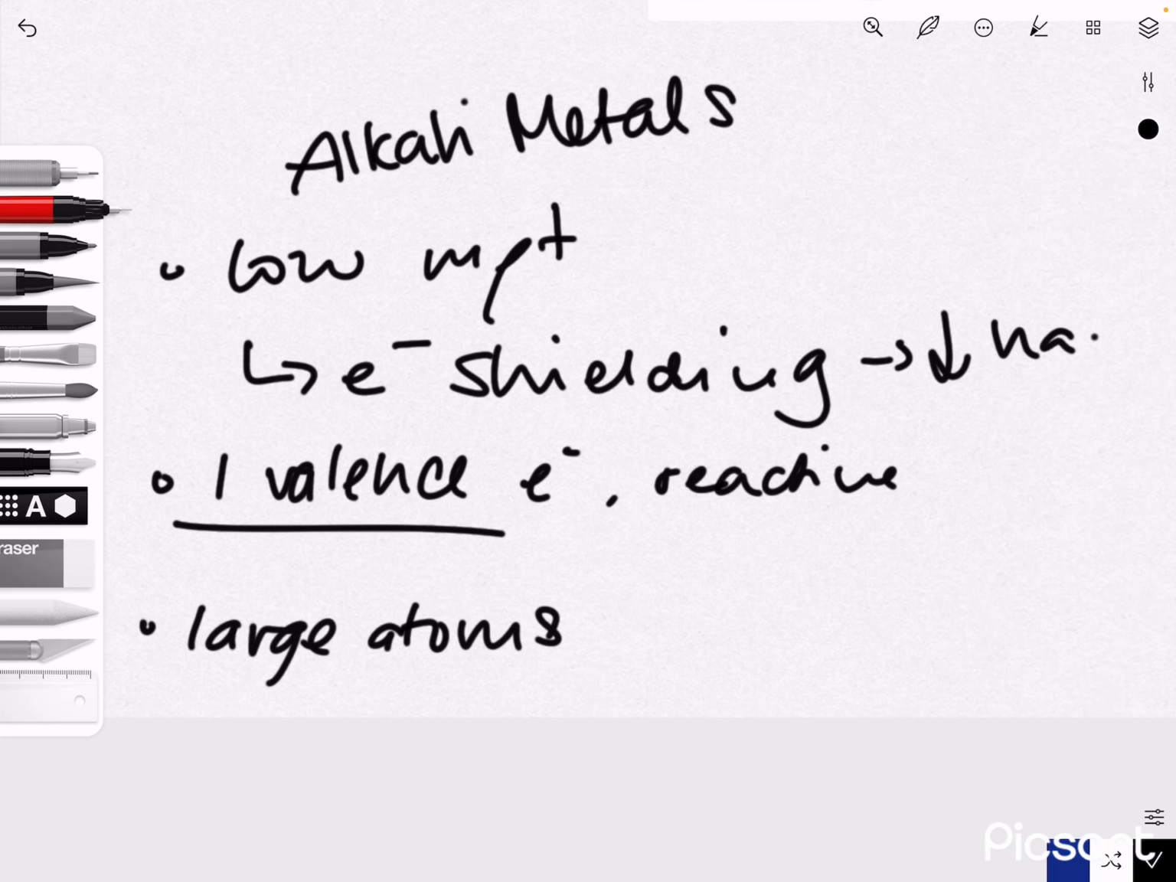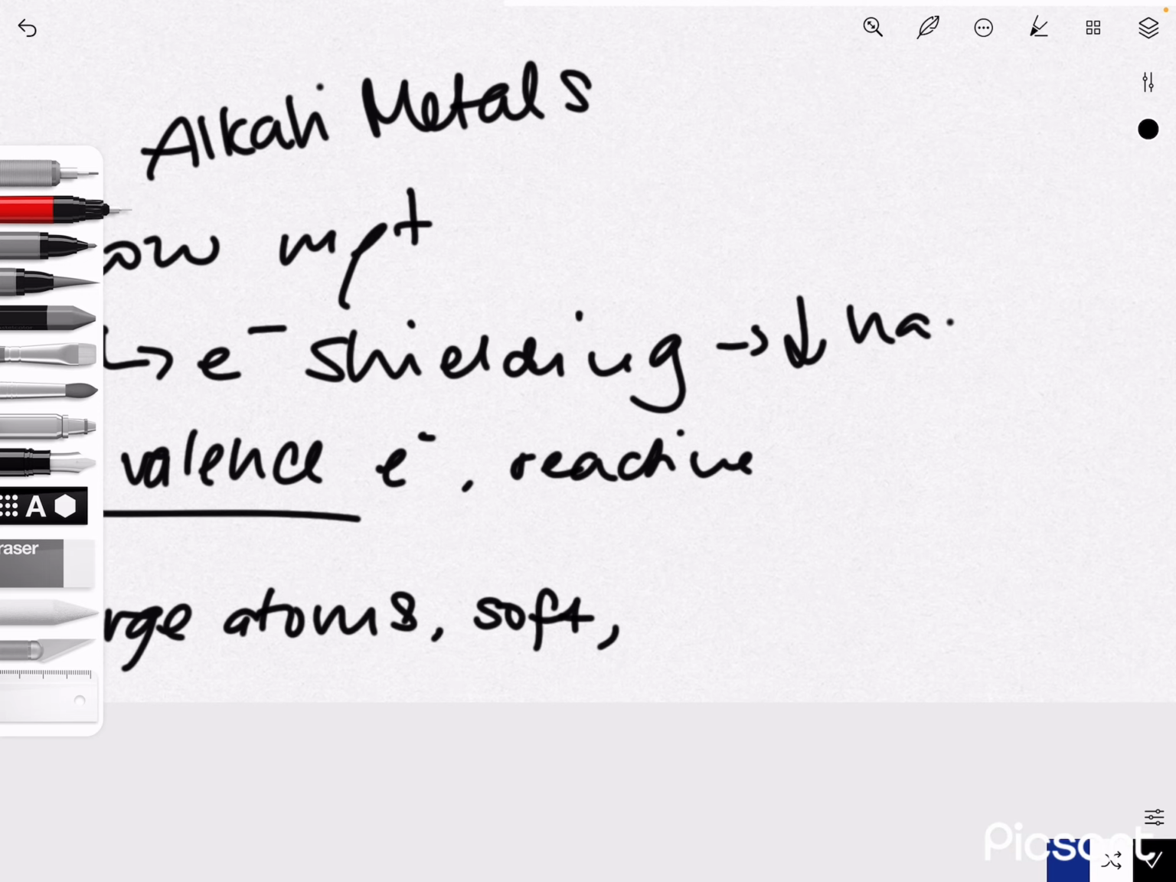And these metals, maybe you've seen videos or not, but they're actually quite soft. You could cut through most, if not all, alkali metals with a butter knife. They're really quite soft. And they also float in water. So these are your properties of alkali metals.